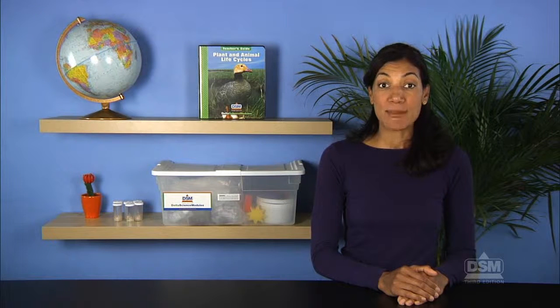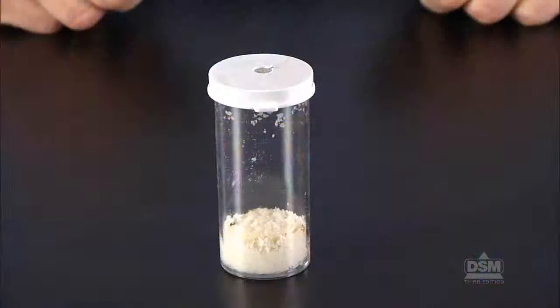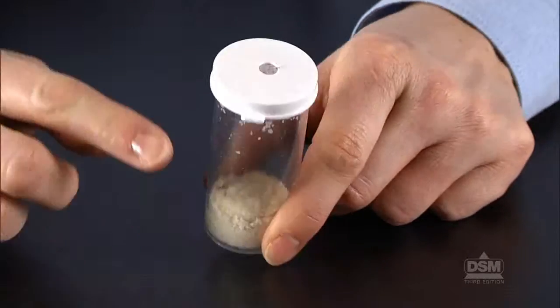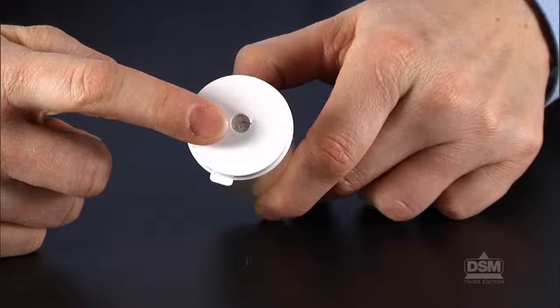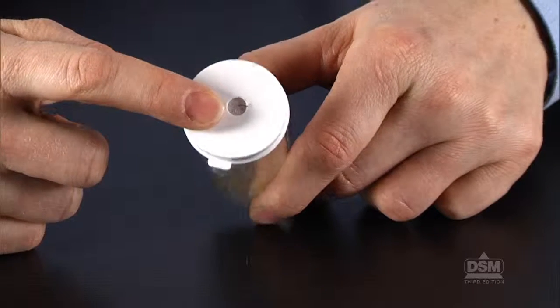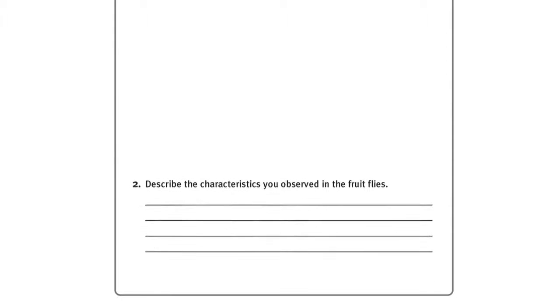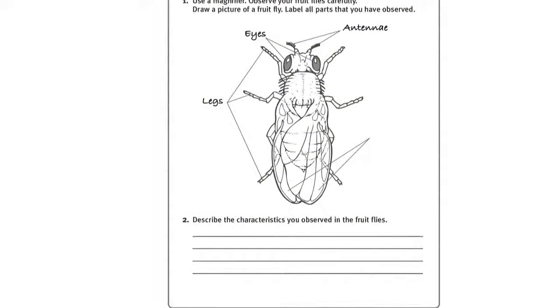Instruct the class to examine the vials carefully and point out that the material in the bottom of each vial is a moist, fruit-based substance that provides the fruit flies with food and water. Also let students know that the tape on the lid allows air to enter and exit the vial. Next, distribute a copy of Activity Sheet 4, Part A, to each student. Using the magnifier, encourage team members to work together to observe, draw, and record the characteristics of the fruit flies.